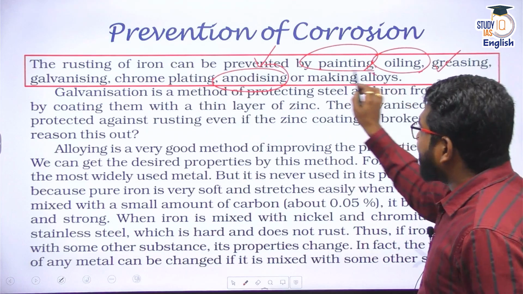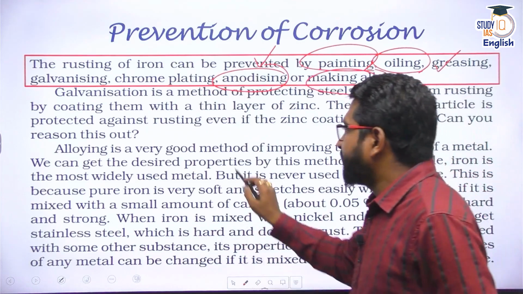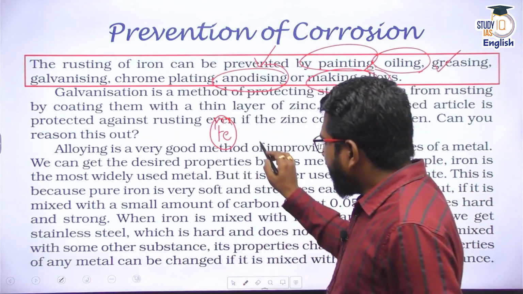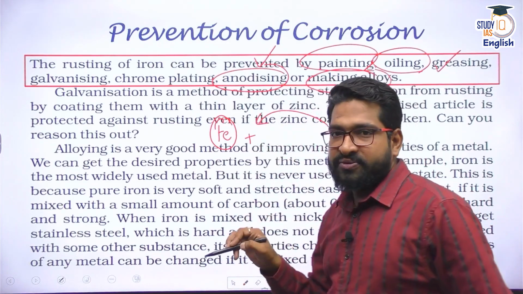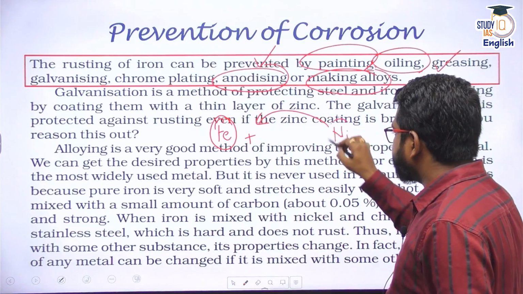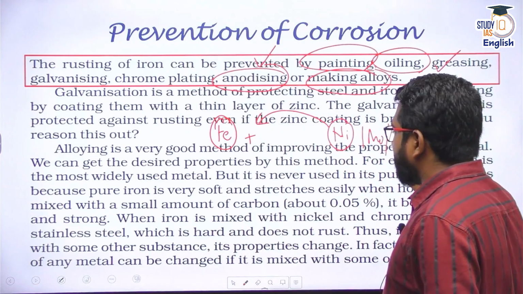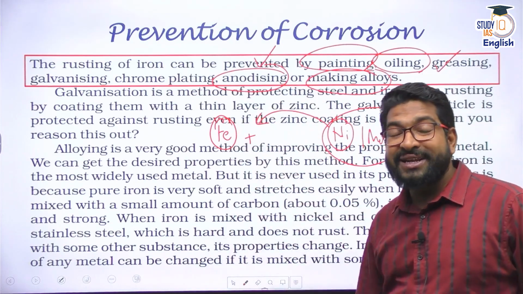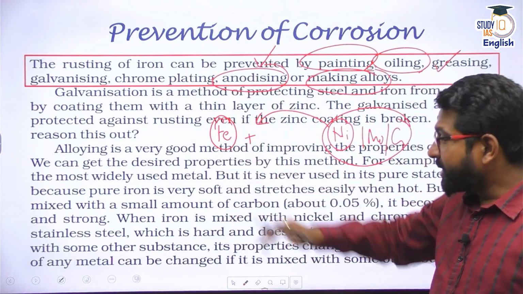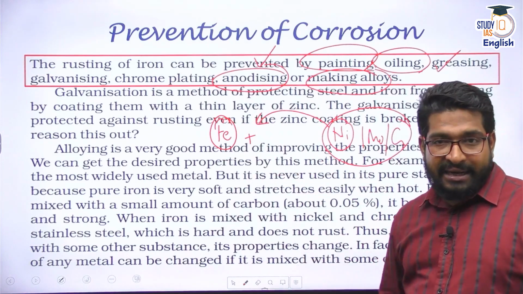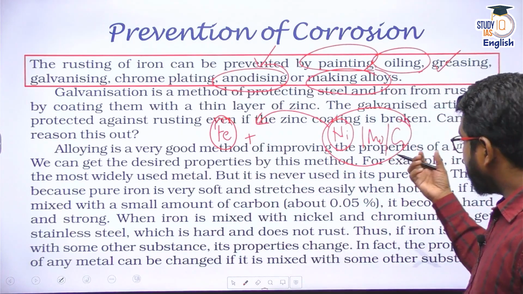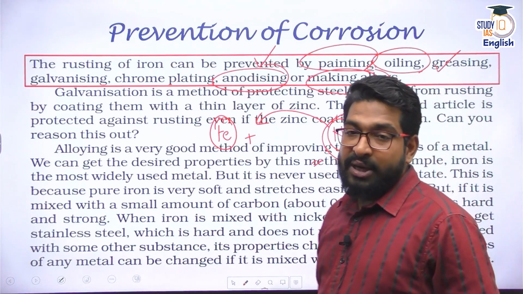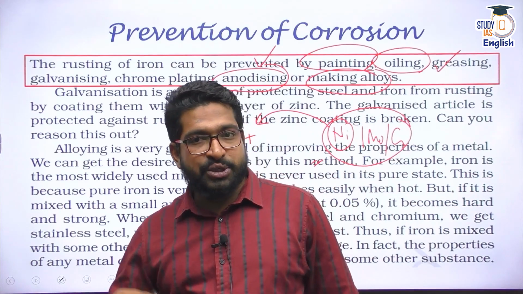Or you can also make alloys. Classic idea. How do you do it? You have iron. Now, if iron undergoes rusting or corrosion, I add some other things to it. For example, I add nickel, I add molybdenum, I add chromium, so that I change its property. I create a stainless steel out of it. So alloying is a very good method of improving the characteristics or properties of metal. We get the desired property from this particular method. That's why you see pure iron undergoes rusting or corrosion a lot.